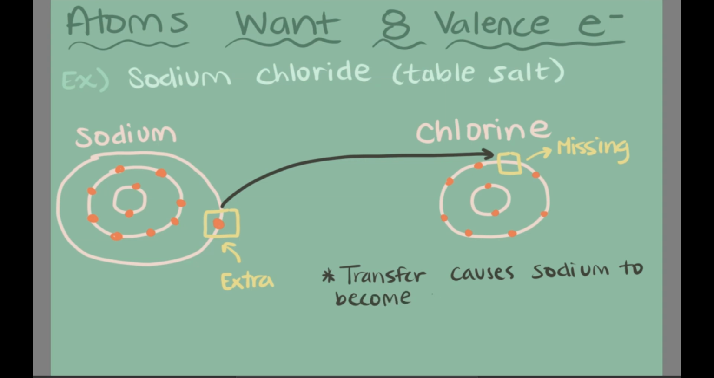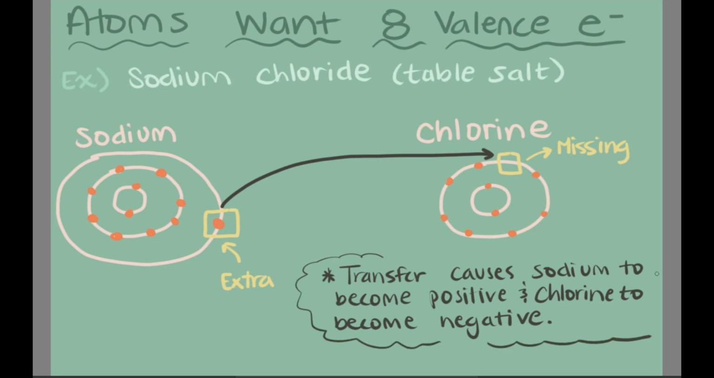Sodium is now written with a +1. Chlorine will have taken that extra electron and put it with its other 7 valence electrons to create 8. Chlorine is now written with a -1 charge. When we are writing this compound, we omit the charges because a +1 and a -1 charge cancels out. If the charges don't cancel out, we will do the crisscross method using their charges.